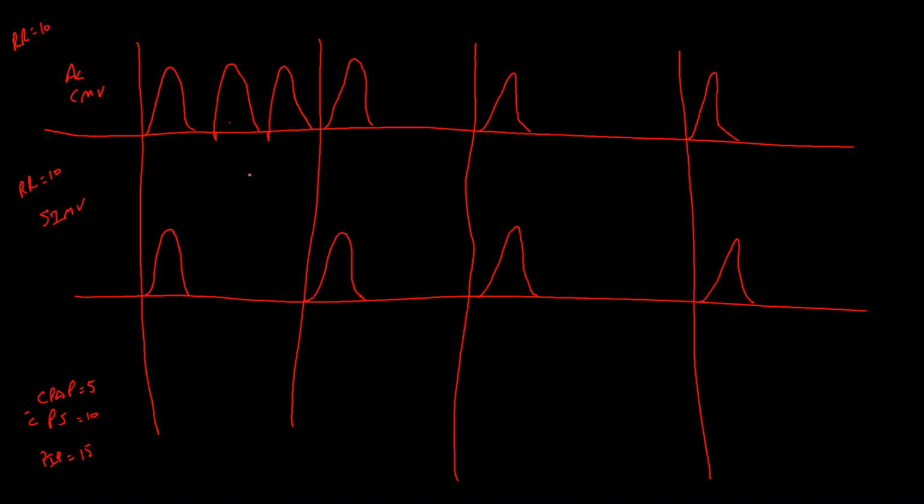If you are in SIMV, the first breath in each window will look just like assist control breaths because it is an assist control breath. But the other breaths are going to be pressure support breaths. And they're usually smaller breaths like this in comparison to the machine-driven breath. So you can start seeing a difference with SIMV versus assist control once we start overbreathing. Oops, sorry, that's supposed to be a big one. Once we start overbreathing the ventilator. Does that make sense?